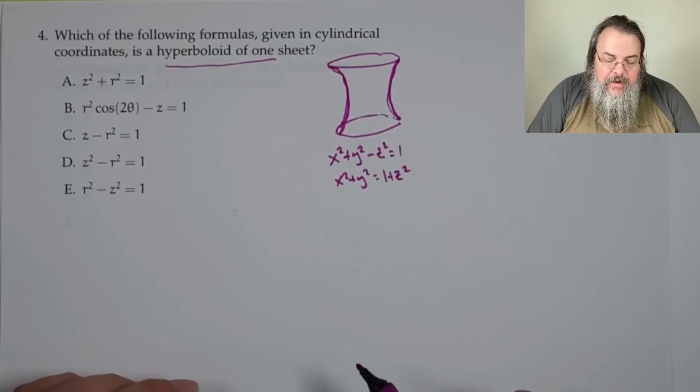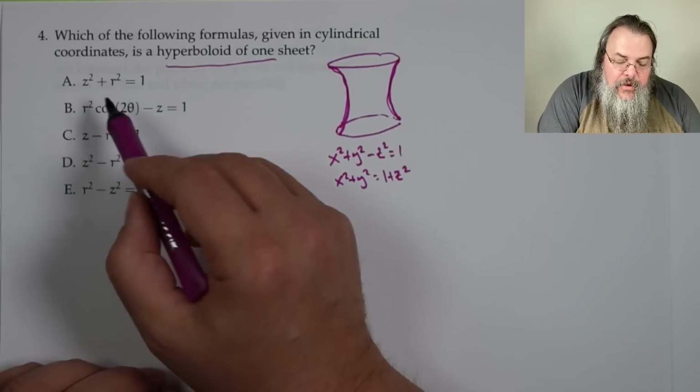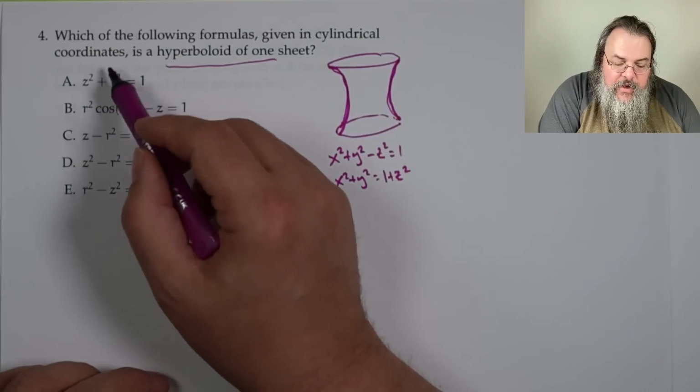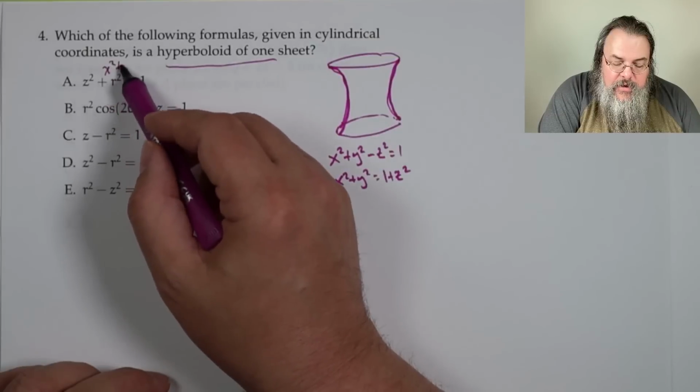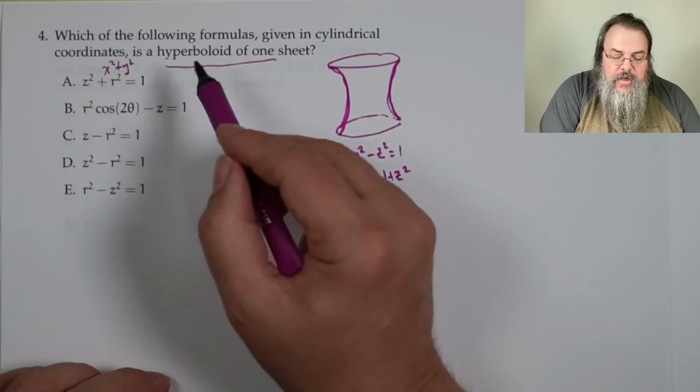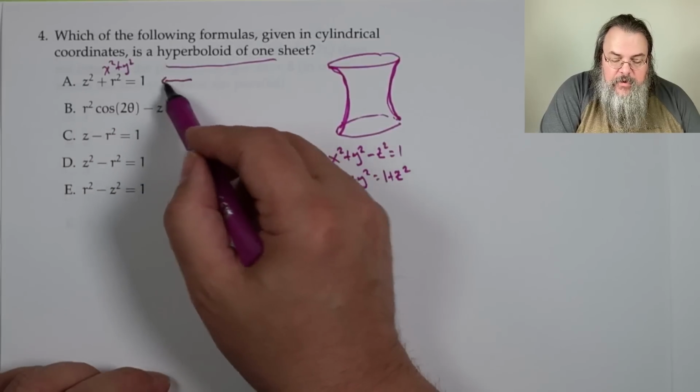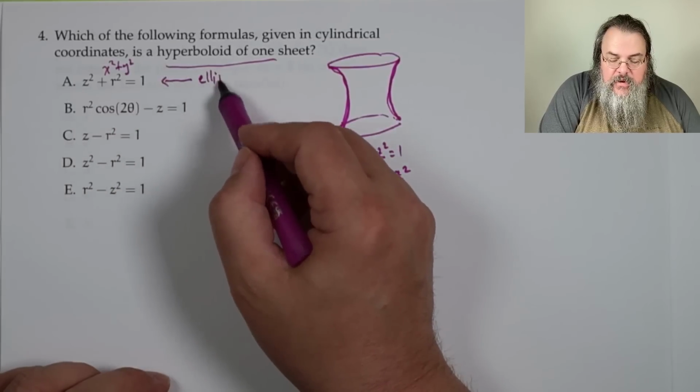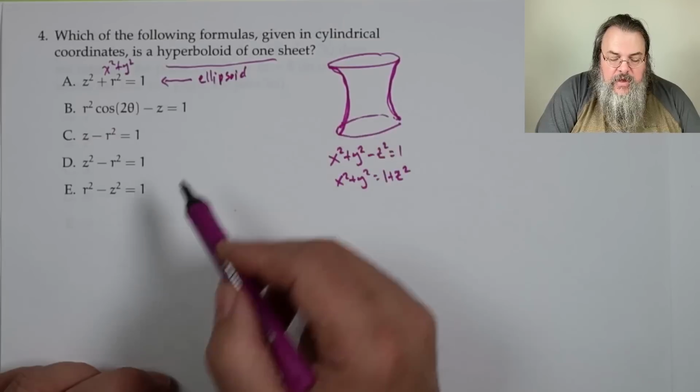And we say, okay, well, what are we getting? Well, notice when we have r squared, that becomes x squared plus y squared. So here we have x squared plus y squared plus z squared equals 1. Nope, that's not a hyperboloid. That's an ellipsoid. Okay, so that's not going to work.